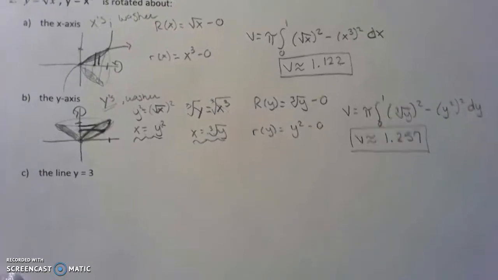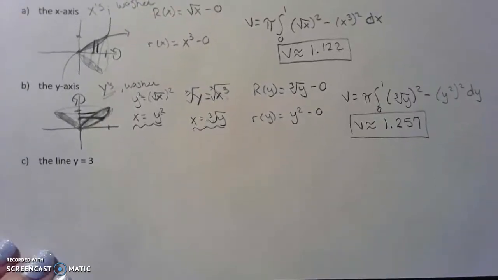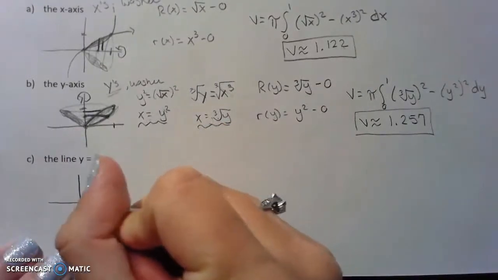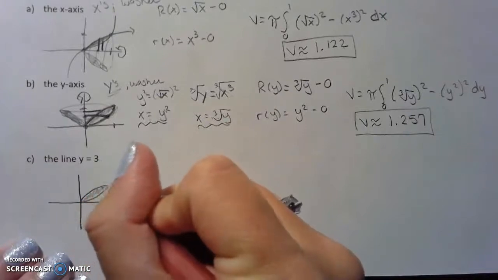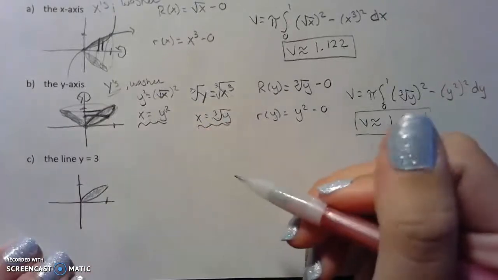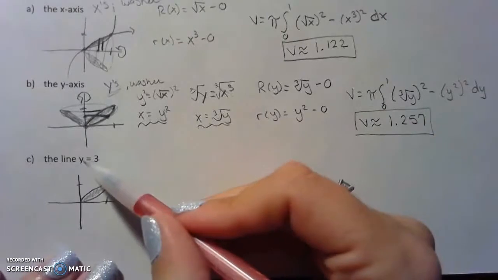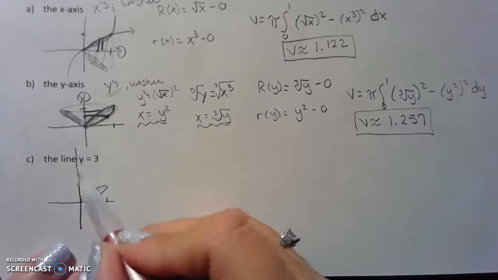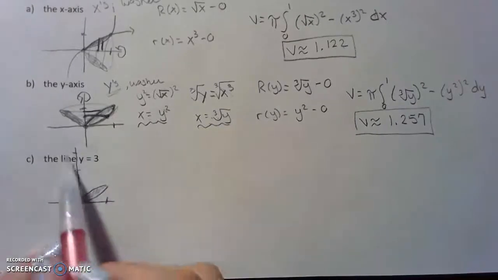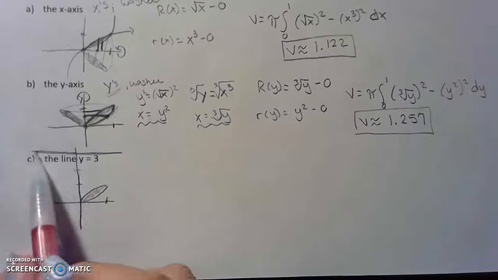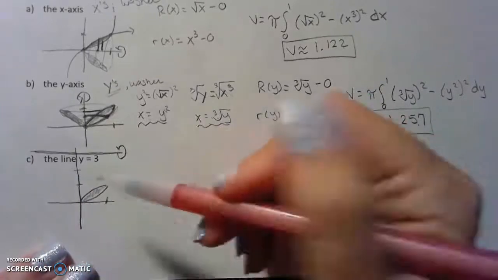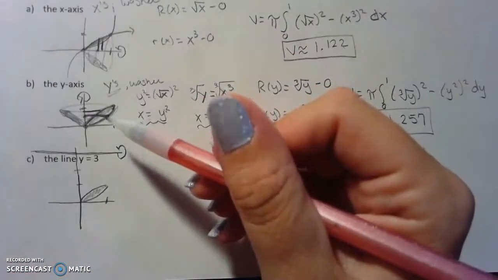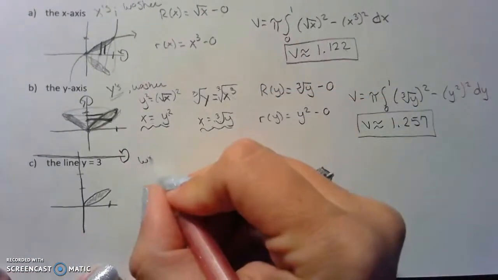All right, and then the last one. Here's my picture. 1, 1. We're going to revolve this about the line y equals 3. So here's 1. Sorry, I didn't draw that very well. 2, here's 3. We're going to revolve it around this line all the way up here. Hopefully you can see there's going to be a huge hole in the middle. It's going to go all the way through. So we definitely know that this is a washer.